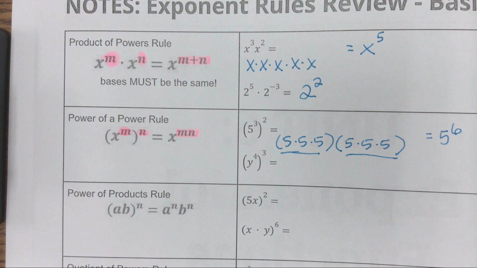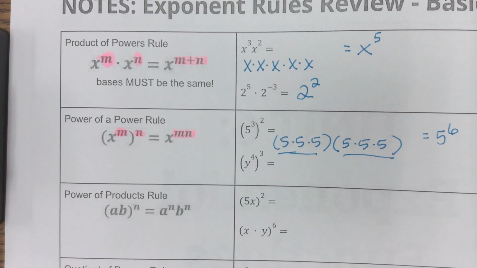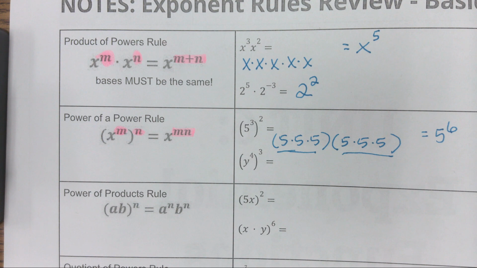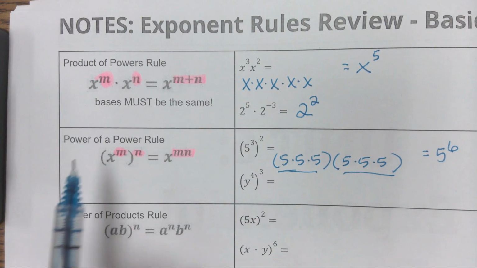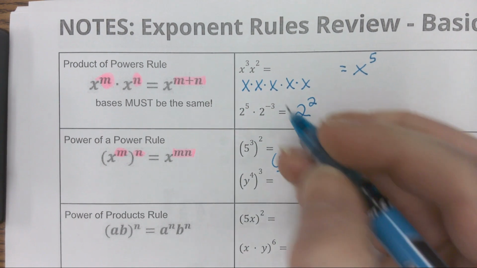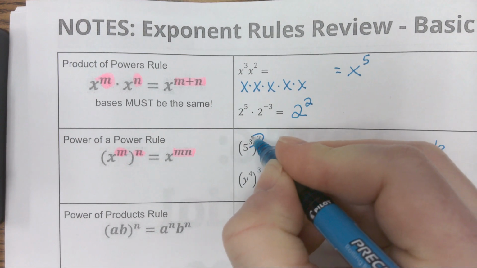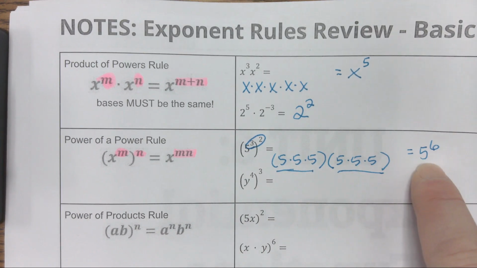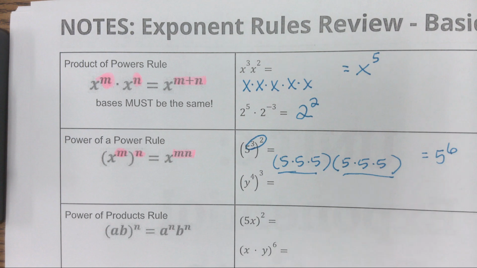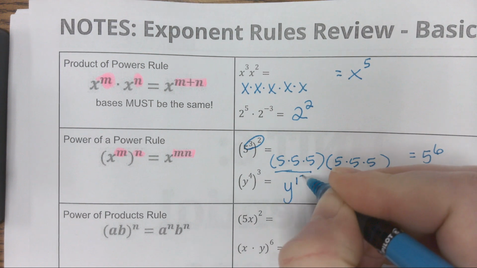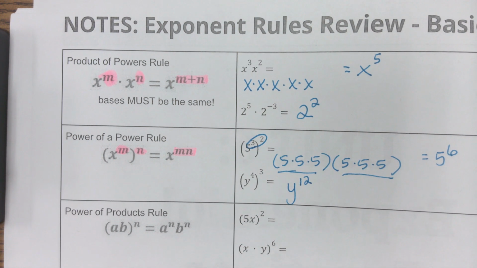So how would I write y to the 4th to the 3rd then? So my rule is, what happened here is I could do a shortcut by multiplying those together. Okay, I wrote it out the long way, but I got that it was 5 to the 6th. So how could I write y to the 4th, the 3rd? Y to the 12th. Okay. Good.